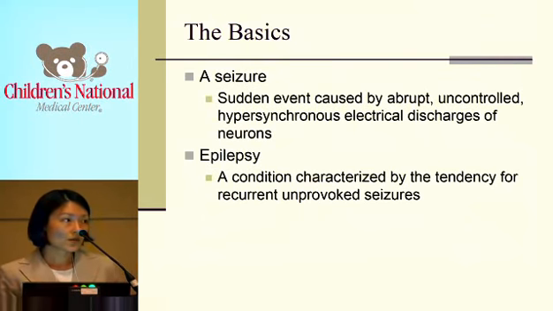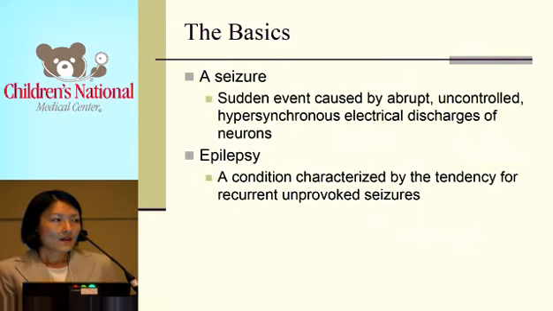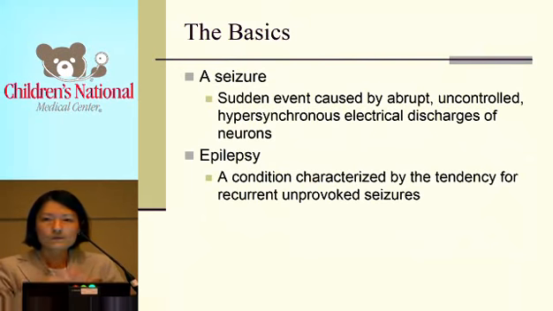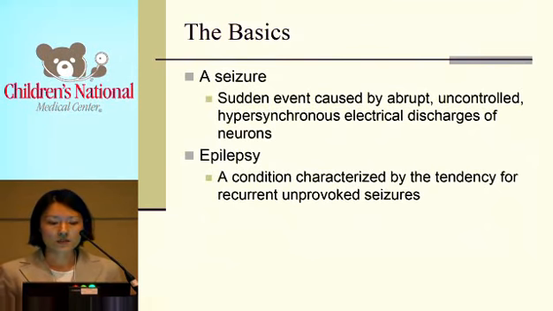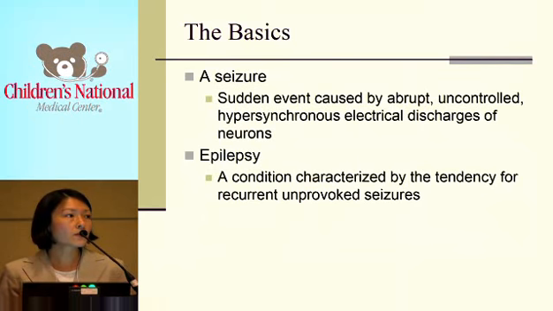So when we diagnose a seizure, what we're talking about is a sudden clinical event that is caused by the abrupt, uncontrolled, hypersynchronous electrical discharges of a pool of neurons. Now, when we say epilepsy, it often conjures up a negative picture, a stigma to the family. But really all that it refers to is a condition characterized by the tendency for recurrent, unprovoked seizures. So when we make a diagnosis of epilepsy, we're considering whether we should put this child on daily preventative medication.